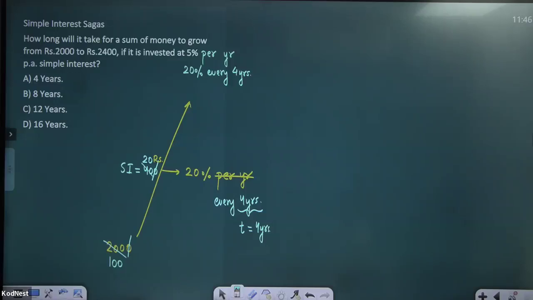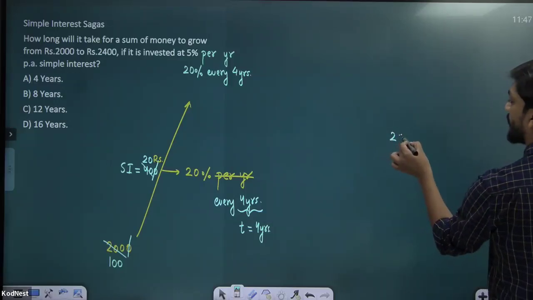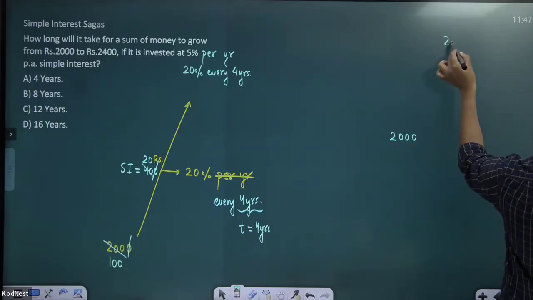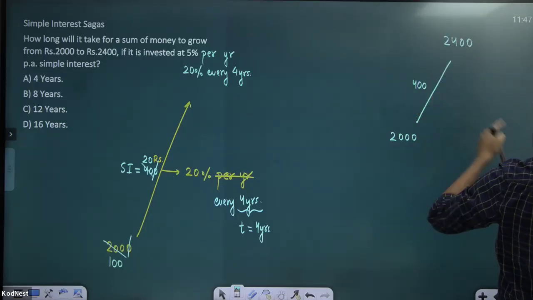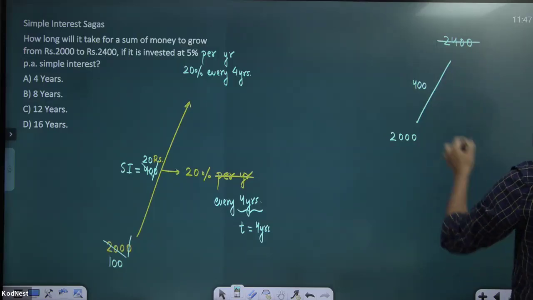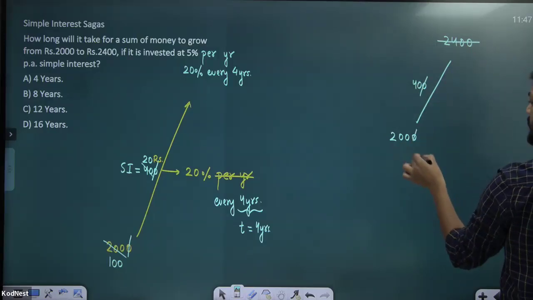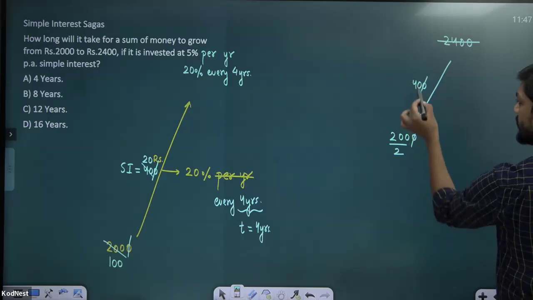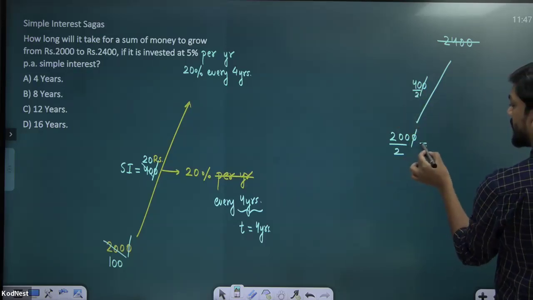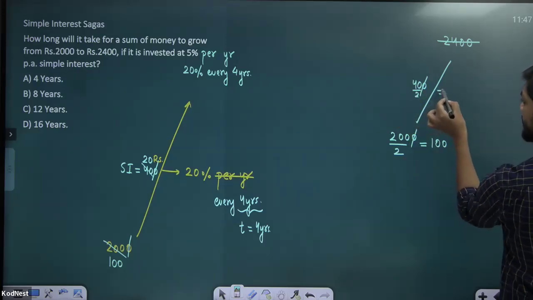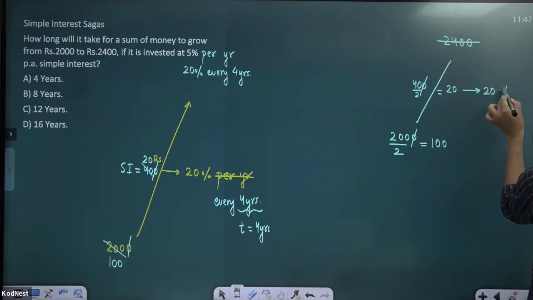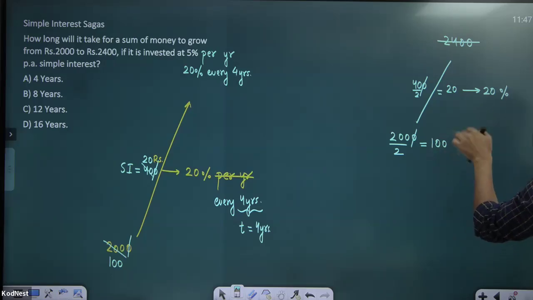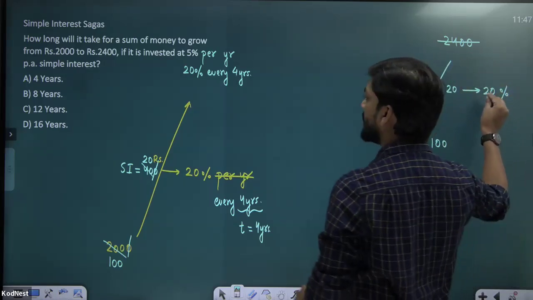You just need to cancel the common factor. 2000, 2400. So I will get 400. Once you write 400, leave this. Now 400, cancel 1 zero, cancel 1 zero, then divide by 2, divide by 2. This way you will get 100 and 20. Once it is 100, you can say 20% also, because base value 100, so you can say 20 rupees, 20%.